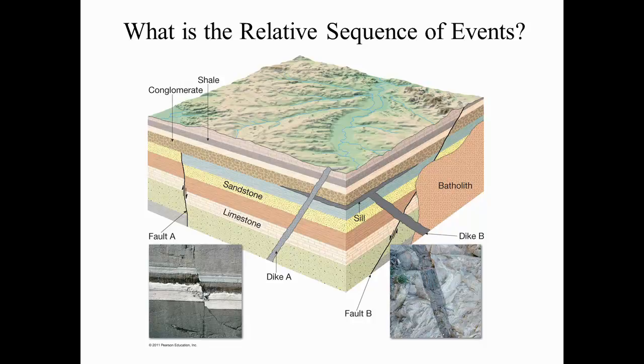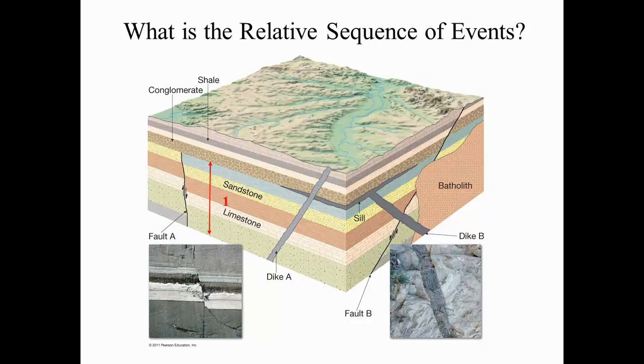So here's another example. Let's go through and place each of these different rock units and features in order of occurrence. And I'll start us off by beginning with the deposition of the limestone, the sandstone, and these other horizontally layered sedimentary rocks up to the base of the conglomerate. Now, why do we stop at the conglomerate? Why don't we include the overlying conglomerate and shale at this point?